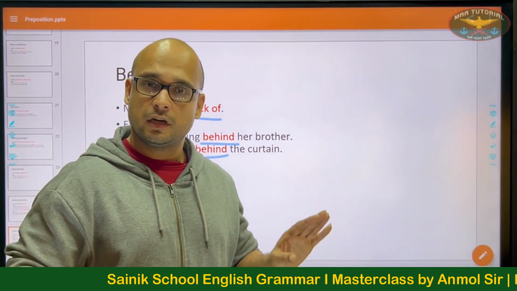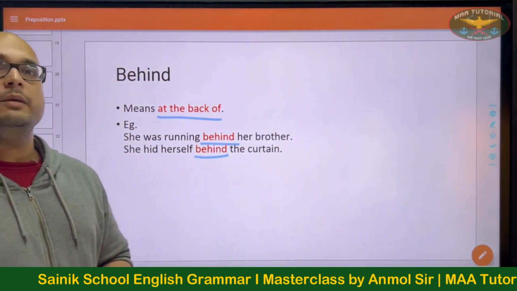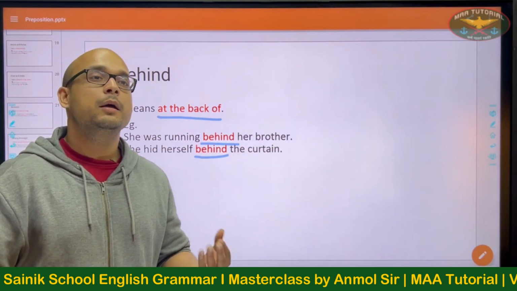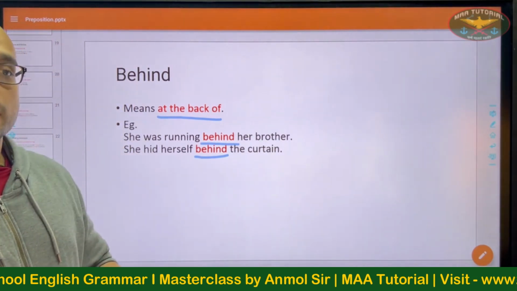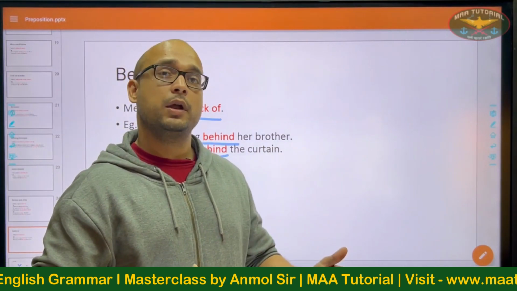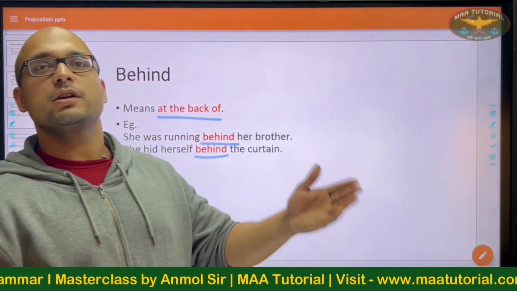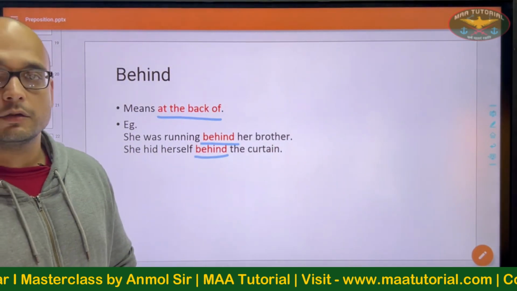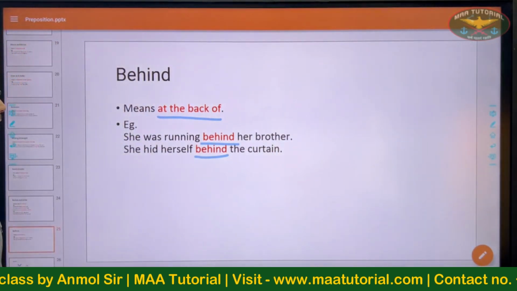She was running after her brother or she was running behind her brother. Both of them are correct. But after usually means that she was trying to catch her brother. Behind can also mean that she was merely trying to follow him. So you can run behind someone to catch them, or you could be running to follow them, just because they're going somewhere and you have to go to that same place as well, or maybe they are your leader and they are leading the run.